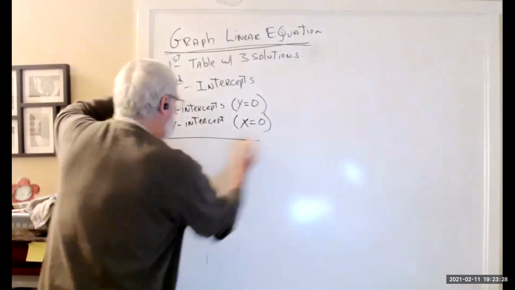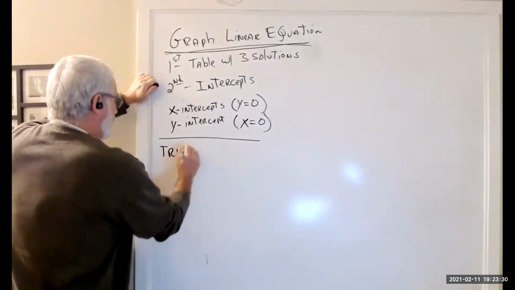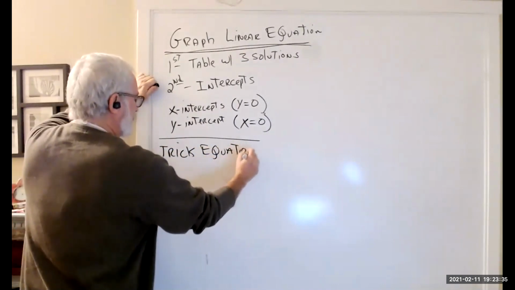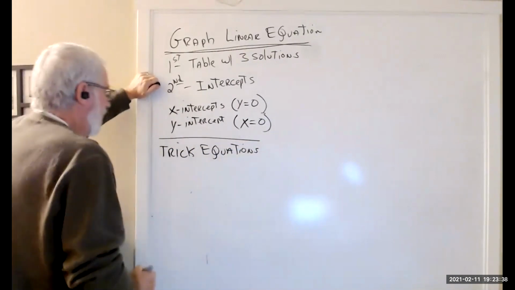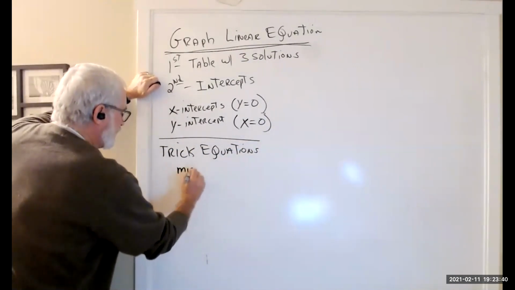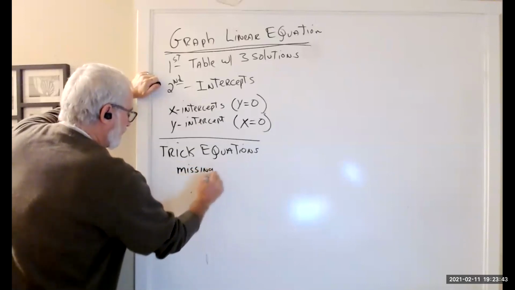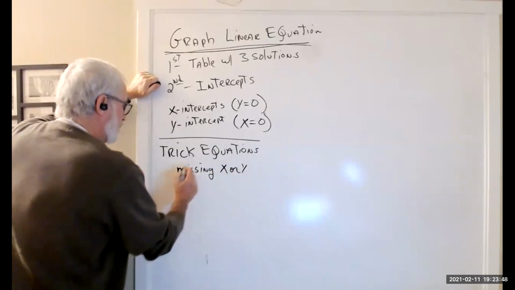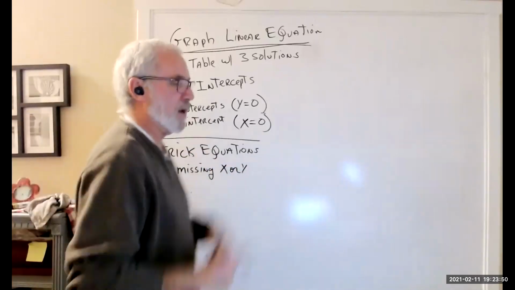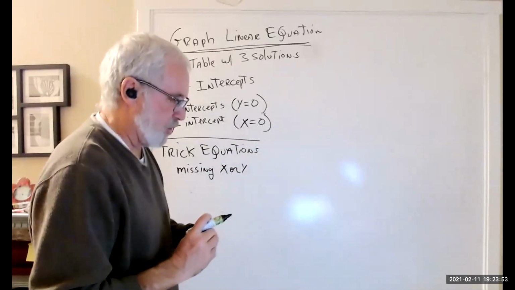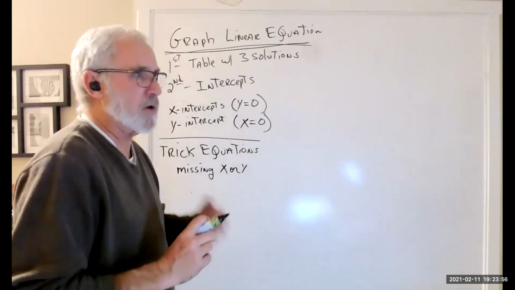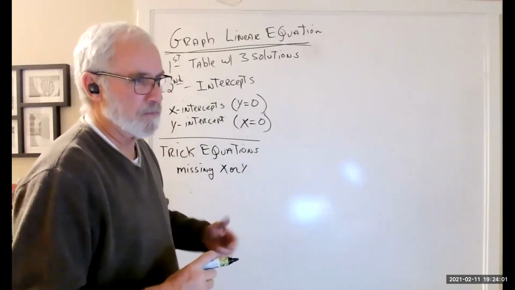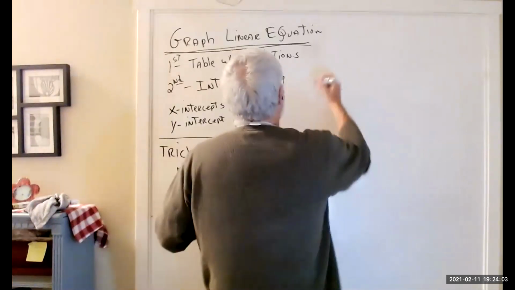Okay, then we have trick equations. And those are the ones that are missing either X or Y. So I'm going to walk you through it, and you guys are going to say, whoa, do I have to do all that work? And I'm going to say, no, just don't screw up. Okay. Here we go. Example.